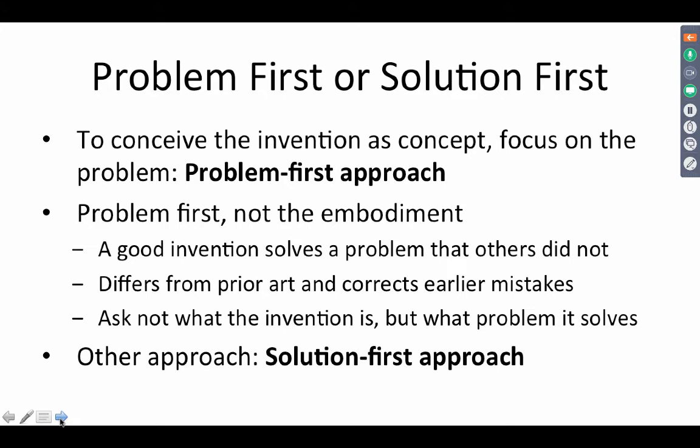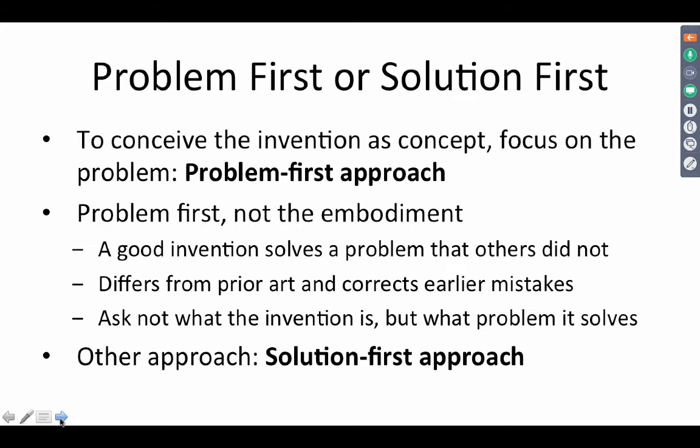This would require you not to focus on the embodiment. You will have to look at what is the problem that the embodiment solved. A good invention solves a problem that others did not. There is an existing problem in the art, and the good invention solves that problem. It differs from the prior art, and it may also correct some mistakes in the prior art. The prior art would have had some issues, and it would not have fully solved those issues. So a good invention, apart from solving the problem, may also correct some mistakes in the prior art.